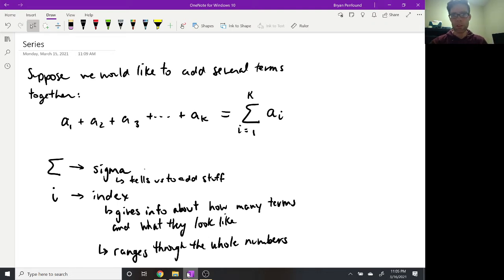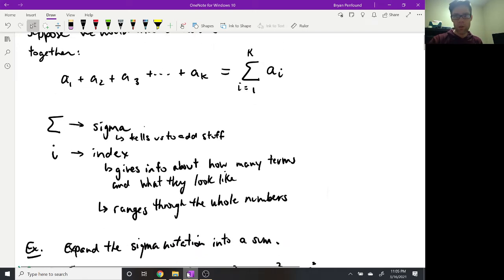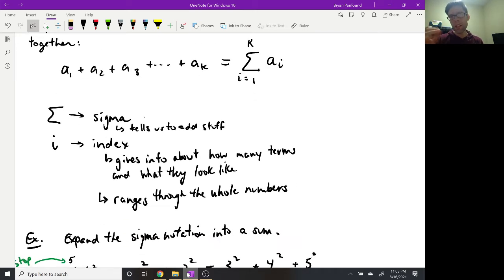First and foremost, the idea of using summation notation or series notation is to collapse a bunch of additions into a more simplified expression. And we use sigma to do this, and typically we're using i, or today we're going to be using n, to denote an index. And that index is going to range through a bunch of whole numbers typically.